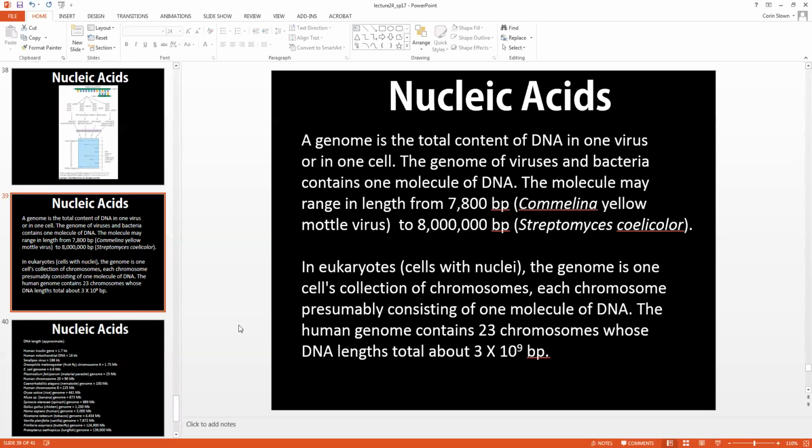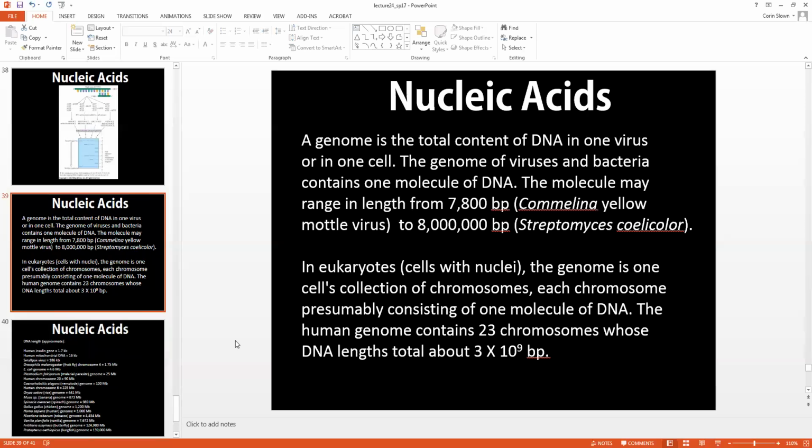The last part about nucleic acids that we're going to talk about is that a genome is the total content of DNA in one virus or in one cell. The genome of viruses and bacteria contain one molecule of DNA. The molecule may range in length from 7,800 base pairs to 8 million base pairs.